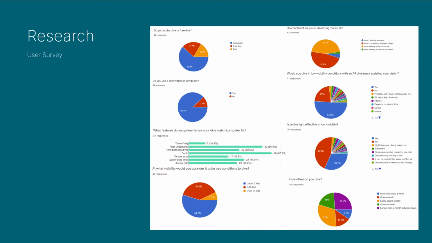I started my project researching users. Through a survey, I found users tend to either be free divers or scuba divers. Also, they undergo higher risks in bad visibility, and they heavily rely on their depth and time underwater.